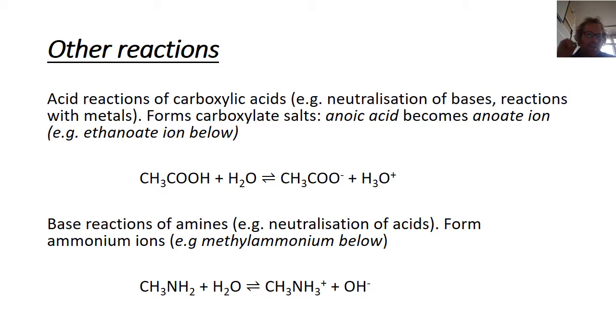Other reactions we learned about was that the carboxylic acids were acids. They behave like acids. They deprotonate in water. They're weak acids. They react with metals and bases, neutralize, and they form ions that are called anoates. So this one here is the ethanoate ion. Amines are bases. They neutralize acids, and they form ammonium ions. So this is a methylammonium ion as it reacts with water. And again, amines are weak bases, so that's why we've got this arrow there. It's the full reaction.